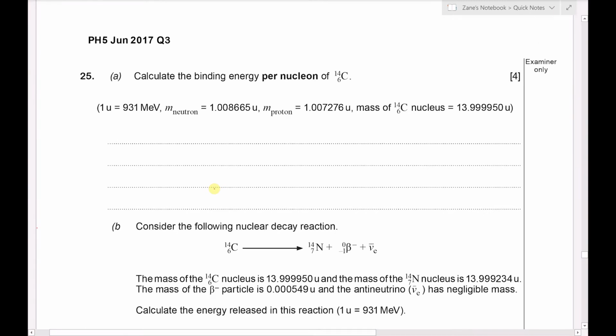Welcome to another WJEC A level physics question. This is question 3 from June 2017's PH5 paper on nuclear energy, which is currently in Unit 3. We've got to calculate the binding energy per nucleon of carbon-14.